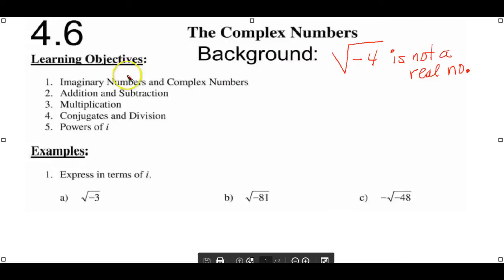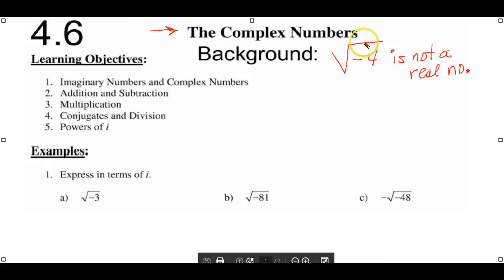Going into the last section of Module 4, Section 6, we're going to be dealing with what are called complex numbers. Now, a little background: when we see the radical, the square root of a -4, we know there are no two numbers that, if we multiply them together, are going to end up being a negative. So we say the square root of a -4 is not a real number.